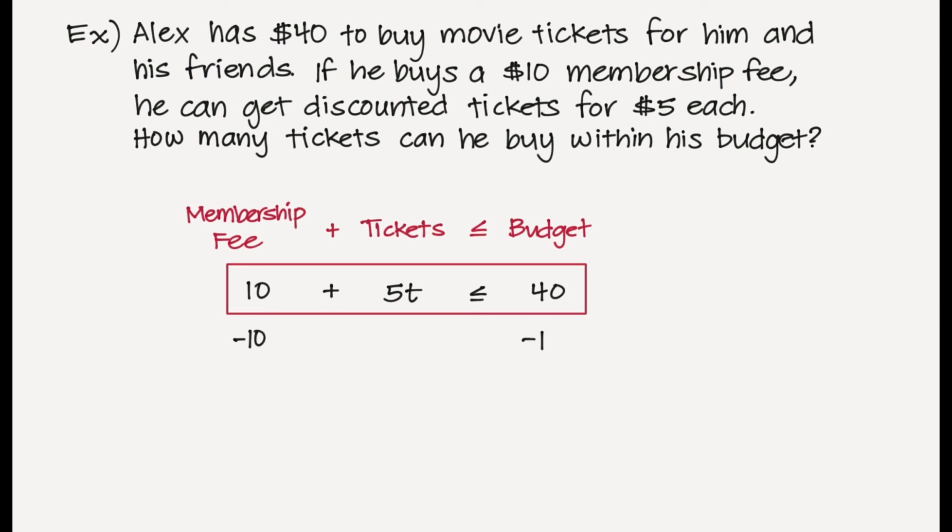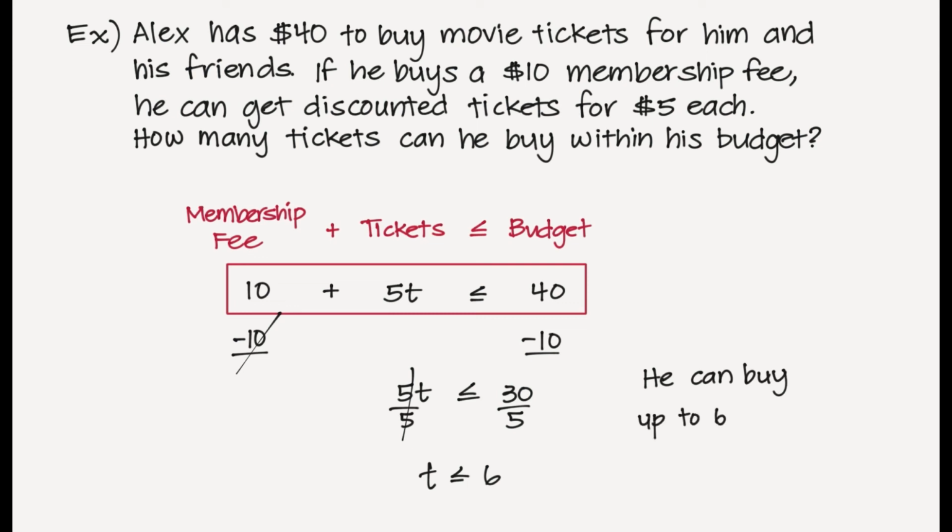And now I'm going to subtract 10 from both sides, and then I'm left with 5t is less than or equal to 30. And when I divide both sides by 5, I find that t needs to be less than or equal to 6. And this tells me that he can buy up to 6 tickets for him and his friends. And that's it.